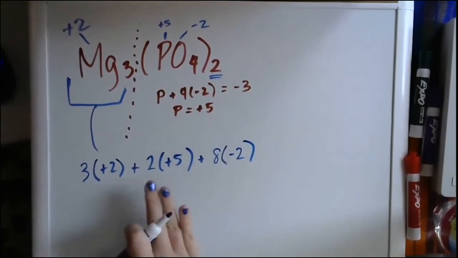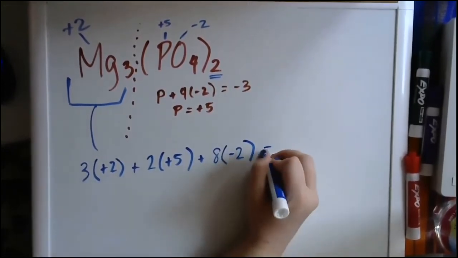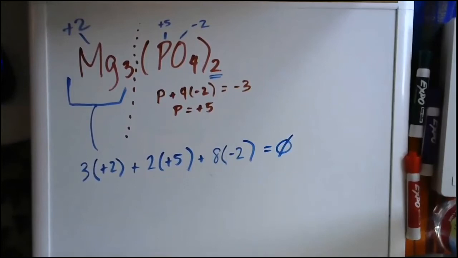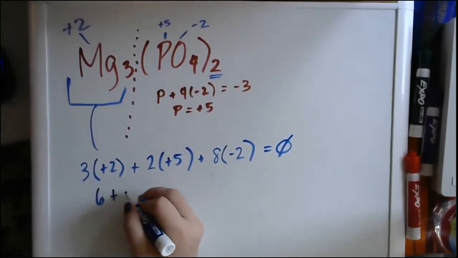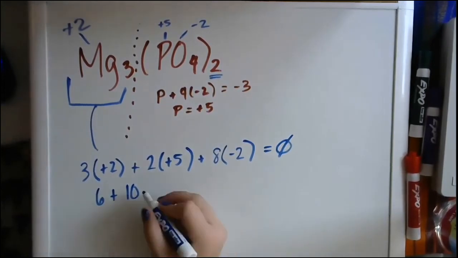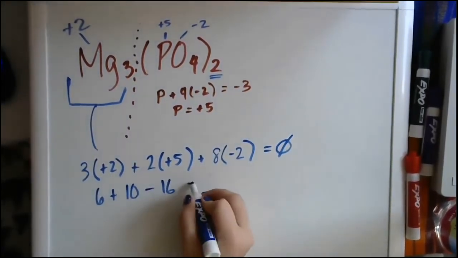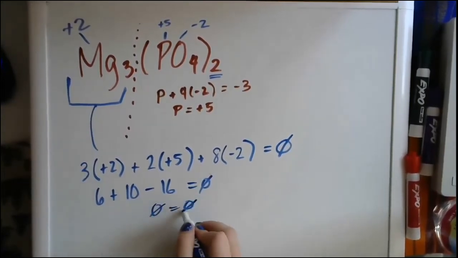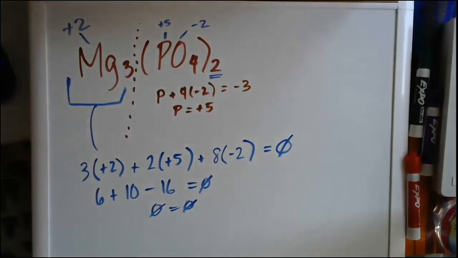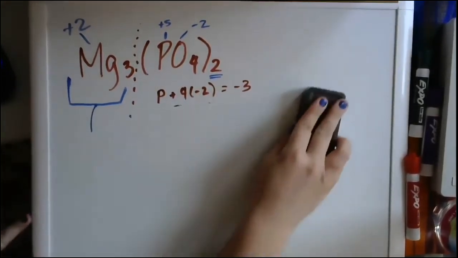And when I add up all of these things, it should be 0. So 6 plus 10 minus 16 equals 0. 0 equals 0. We did good. Okay. Let's look at one more example.